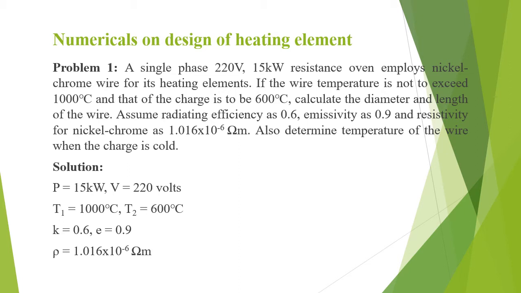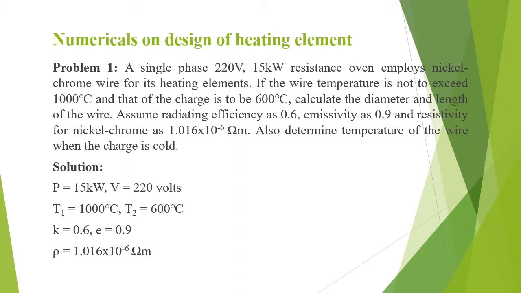So the first numerical statement is: a single phase 220 volt 15 kilowatt resistance oven employs nickel chrome wire for its heating element. If the wire temperature is not to exceed 1000 degrees Celsius, and that of the charge is to be 600 degrees Celsius, calculate the diameter and length of the wire. Assume the radiating efficiency as 0.6, emissivity as 0.9 and resistivity for nickel chrome as 1.016 into 10 to the power minus 6 ohm meter. Also determine the temperature of the wire when the charge is cold.